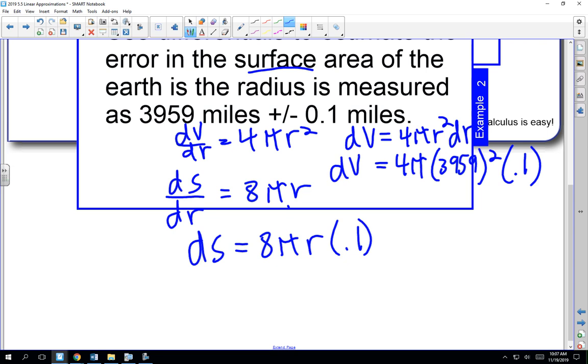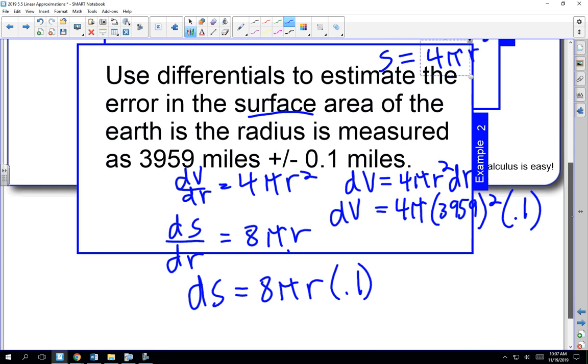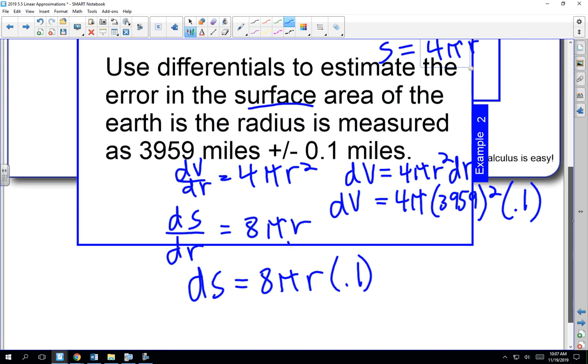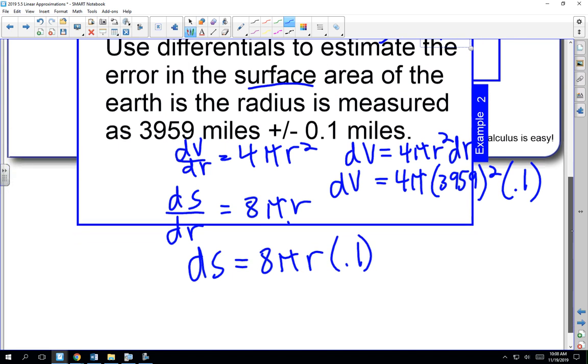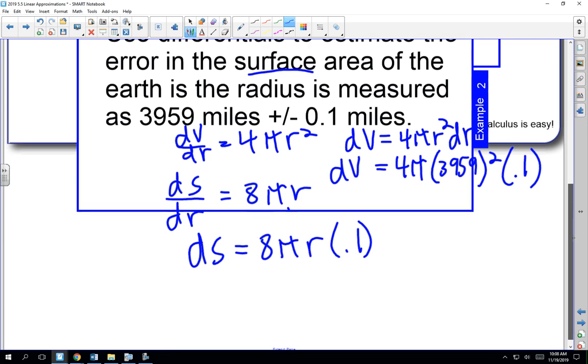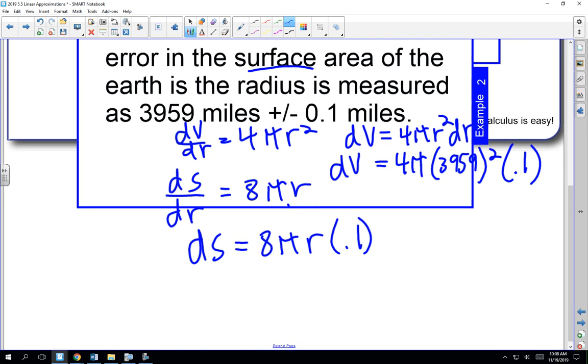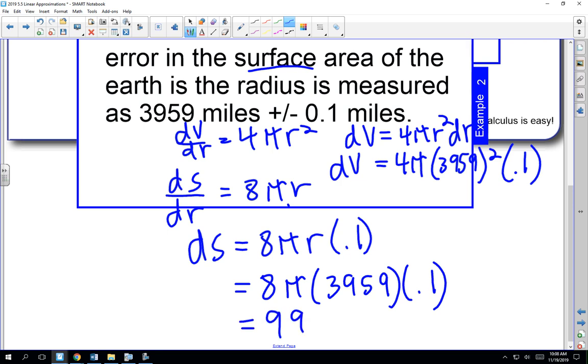So what's the difference? It says, use differentials to estimate the error in the surface area, not the volume, sorry, of the Earth if the radius is measured as 3,959 miles plus or minus 0.1 miles. So I plug in here 8 pi times 3959 and then times 0.1. And what do you get with that? This is the 9,000 number I was thinking. Okay, 9,957. So that's the dS.